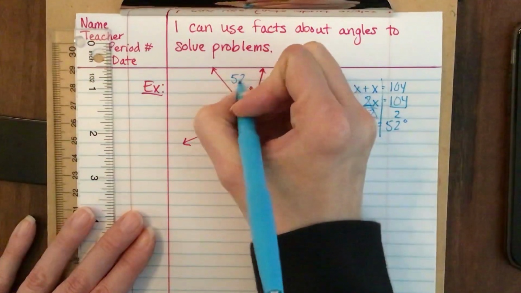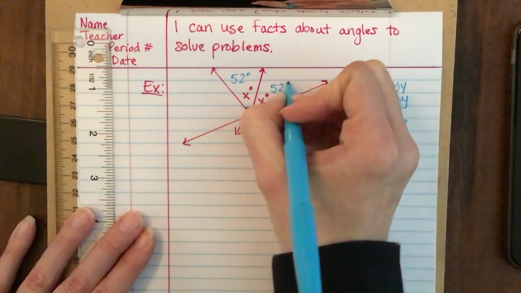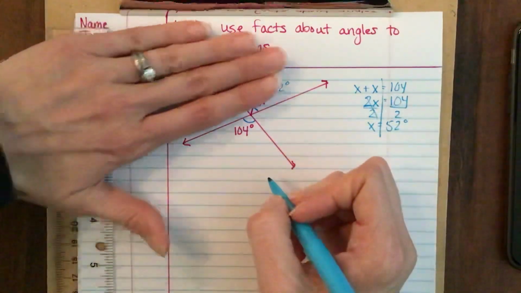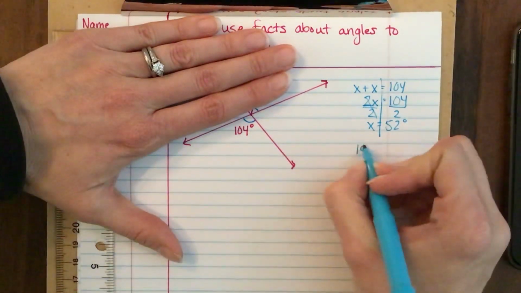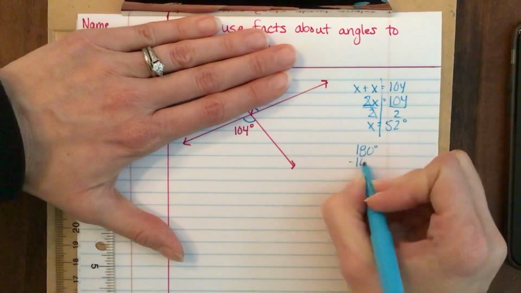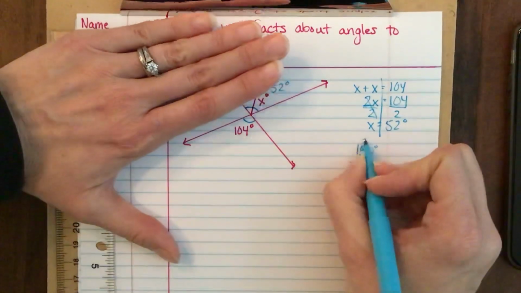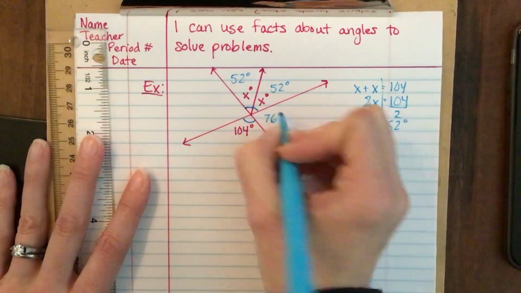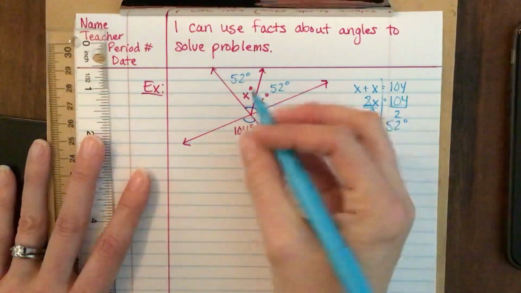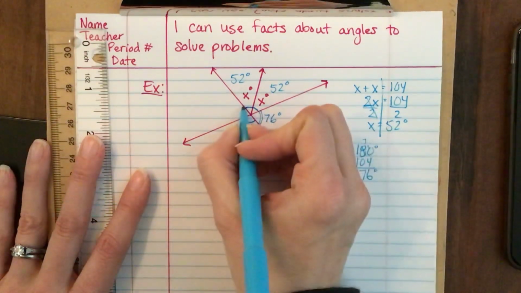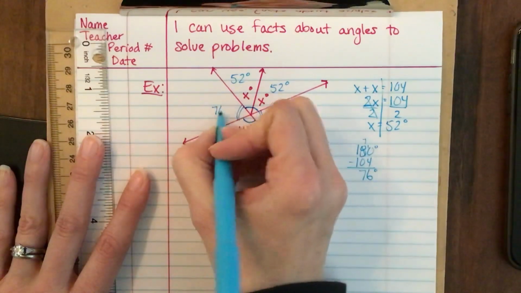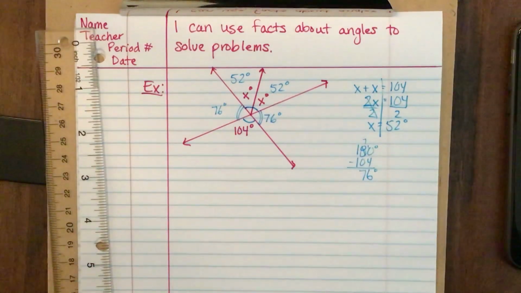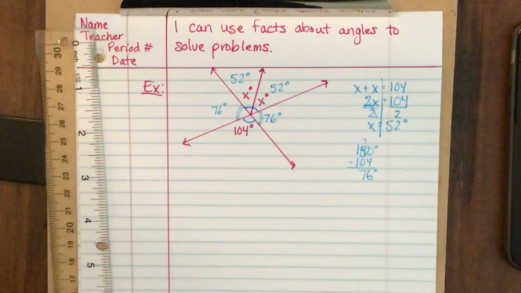Well, that means this is 52 degrees. This is 52 degrees. And then I want to find this angle right here. So I'll go ahead and do what I showed you earlier. 180 minus 104 degrees. So this is 76 degrees. This angle and this angle are vertical angles. So that means this is also 76 degrees. So there you have it. There are all the measures of the angles for this problem. Let's go ahead and try another one.